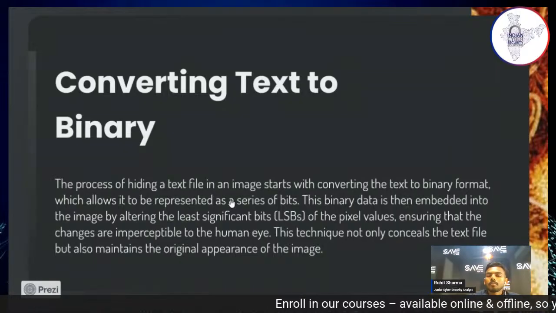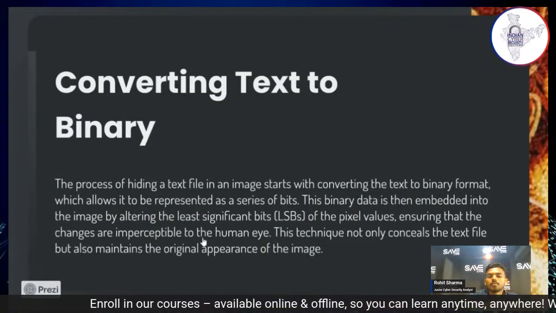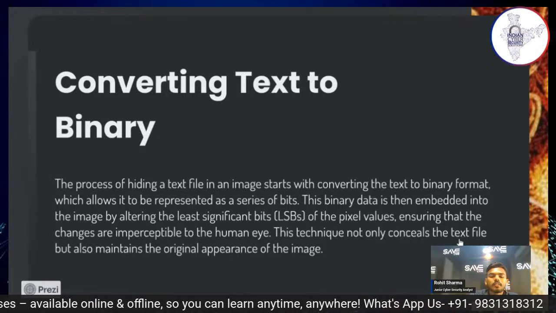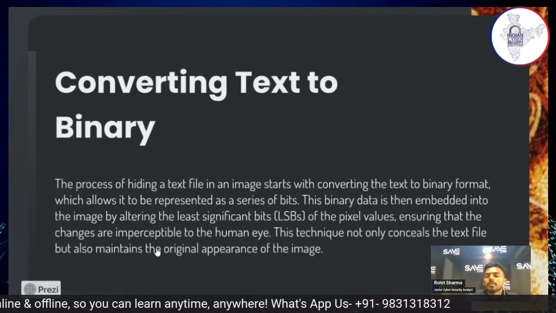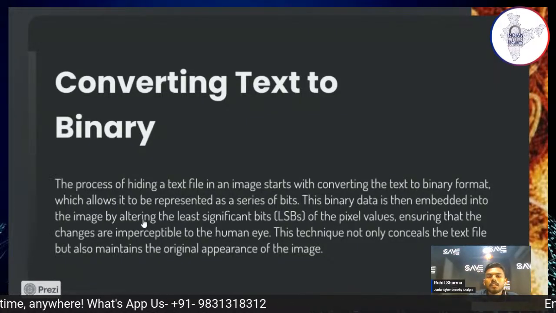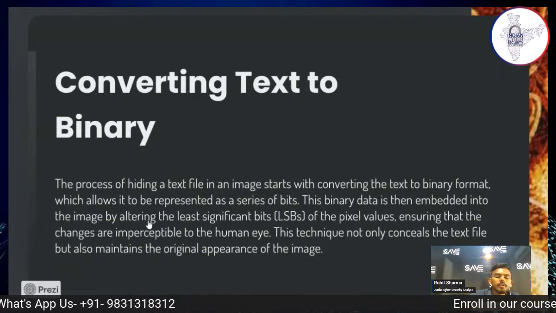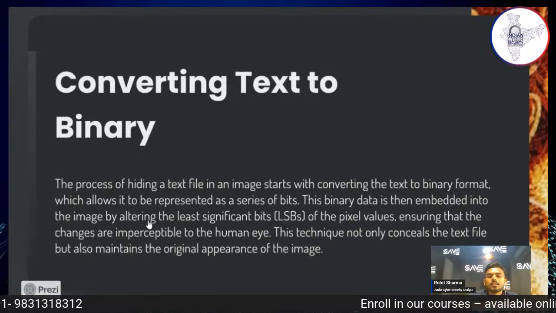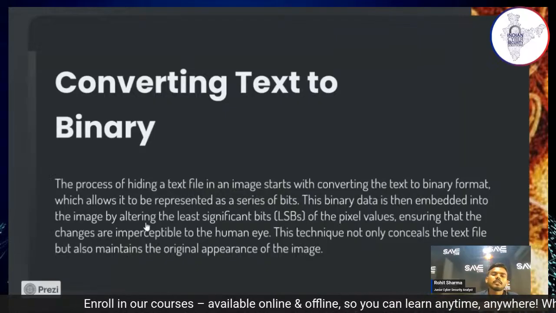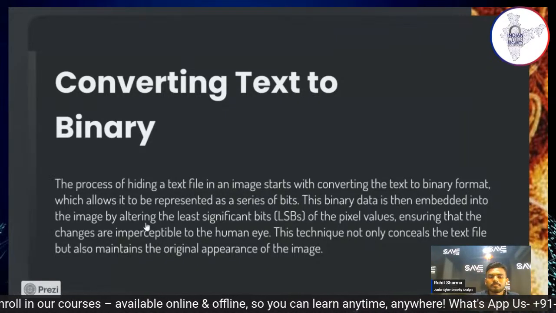Of the pixel value, ensuring that the changes are imperceptible to the human eye. We cannot check it. This technique not only conceals the text file but also maintains the original appearance. So basically, the appearance is not getting damaged. The way we have just downloaded the image, the way it is present, nothing changes. Only the last bit is changing, and we cannot identify whether it has been changed or not.